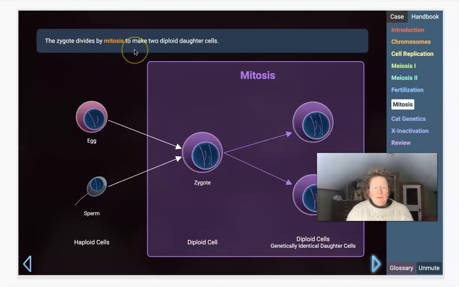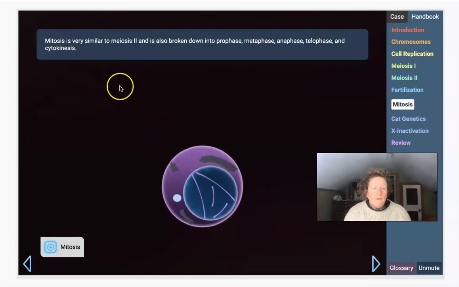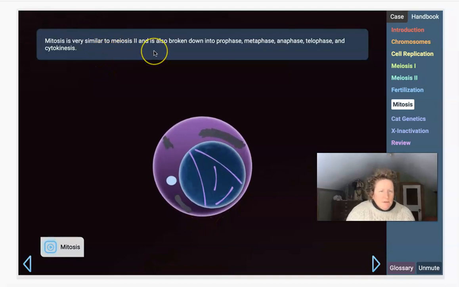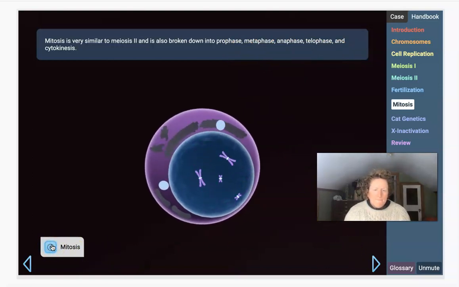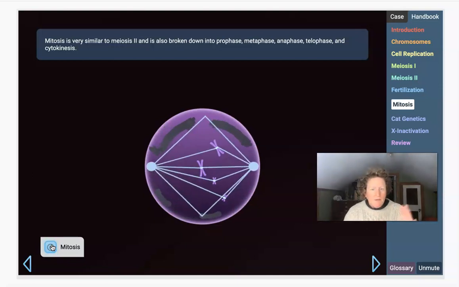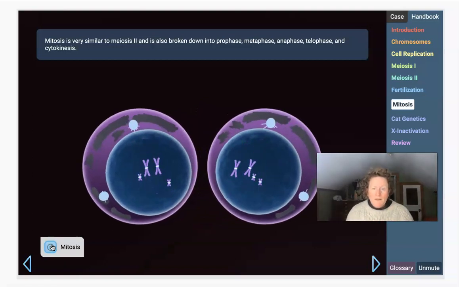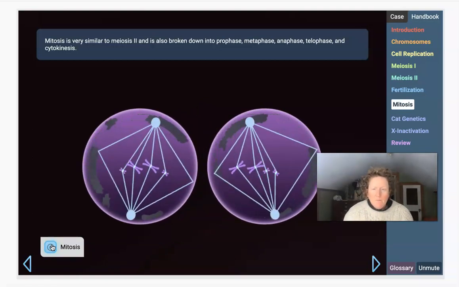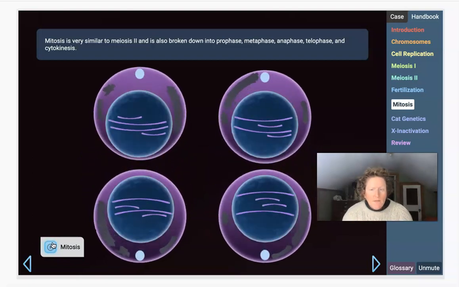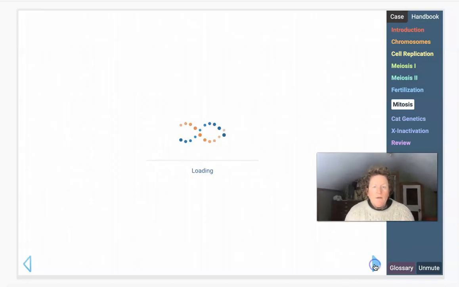The zygote divides by mitosis, creating identical daughter cells. Mitosis is very similar to meiosis too, and it's also broken down into prophase, metaphase, anaphase, telophase, and cytokinesis. So now we're just making exact copies. We have the zygote, the beginning of a new organism, and we're just making more cells to make more organism. Because you're a couple of trillion cells. You started from one, but now you're a couple trillion. And so you had to make a lot more cells to be as big as you are.